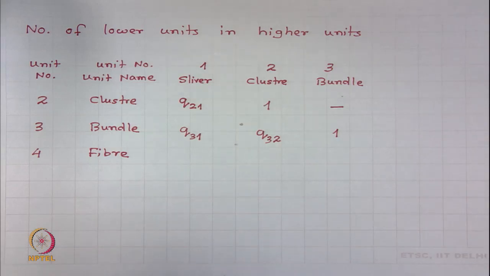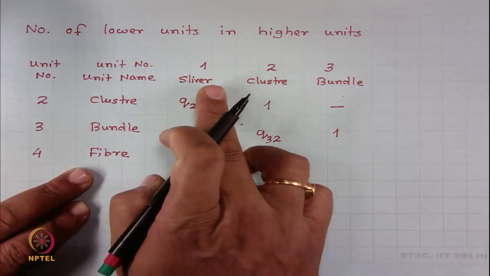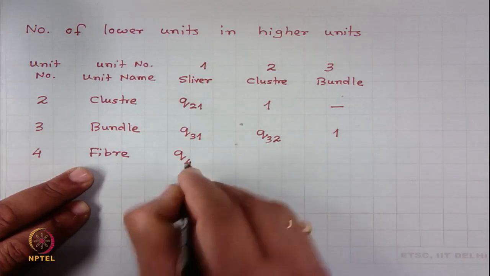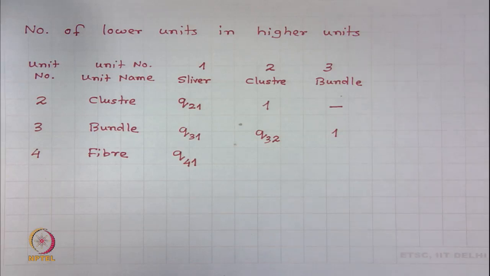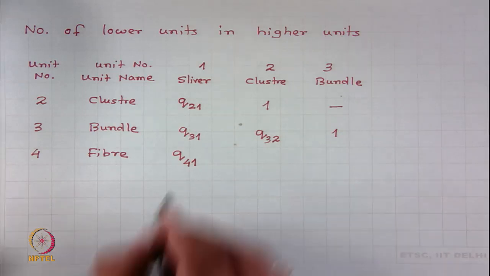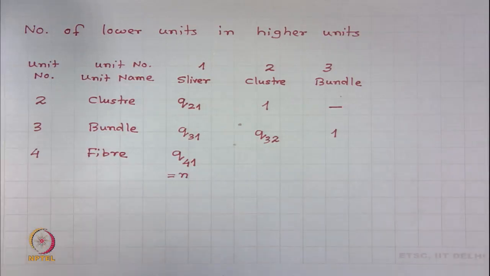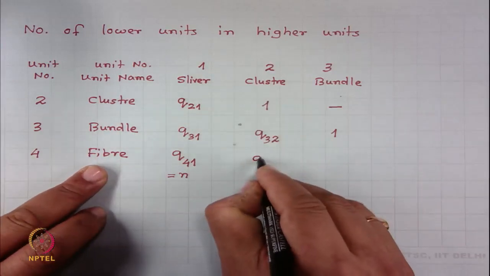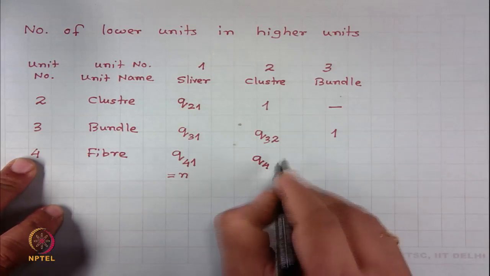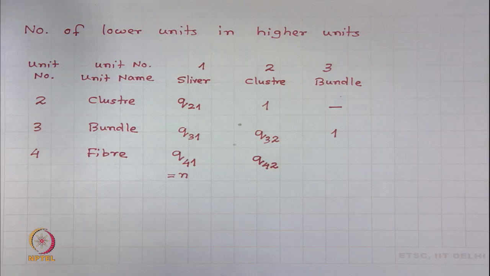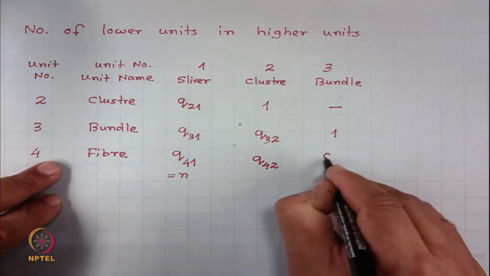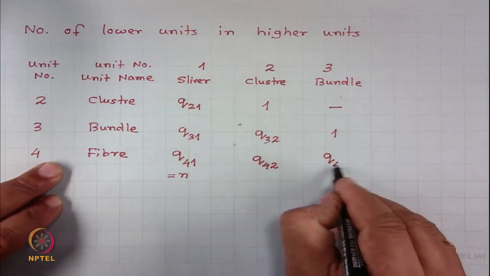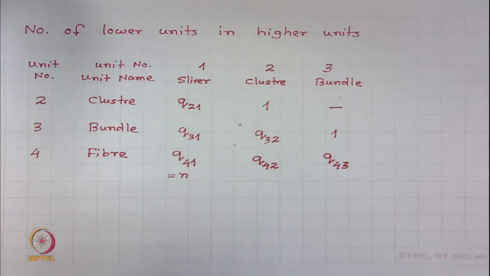Then the lowest unit, fiber. How many fibers are present in a sliver? Q, first the lowest unit 4, then 1. So, Q41 denotes the number of fibers in a sliver, that is basically n. Now, how many fibers form a cluster? Q, first subscript is the lower unit 4, second subscript is the higher unit 2, Q42. How many fibers form a bundle? Q, the first subscript lower unit, the second subscript higher unit. So, this is how we denote the number of lower units in higher units.